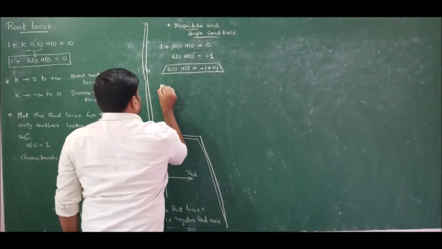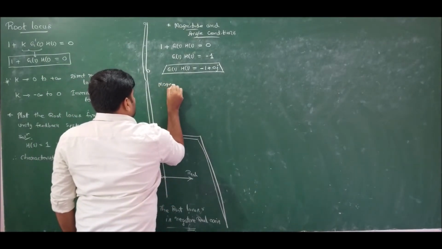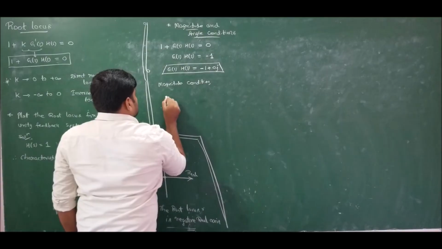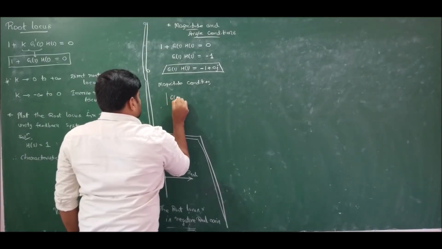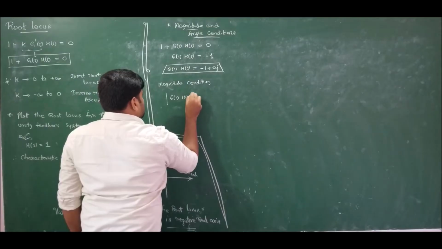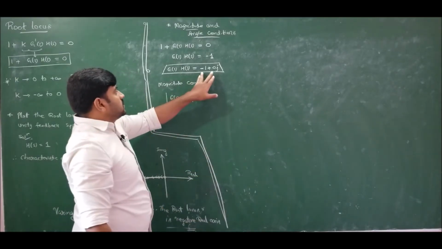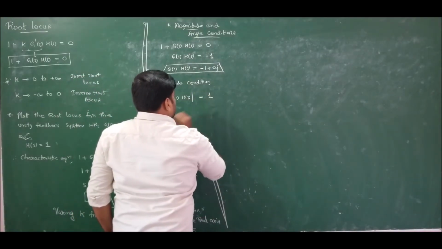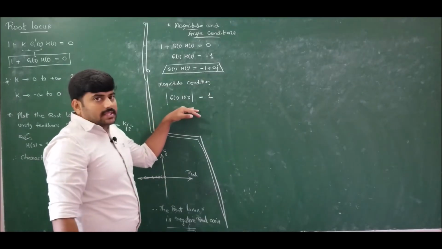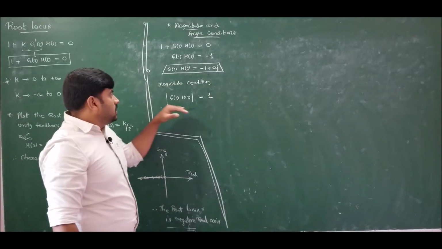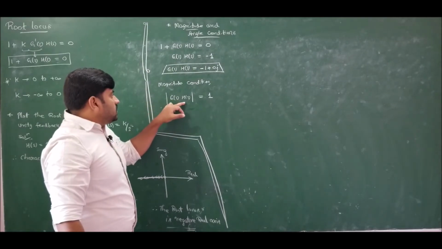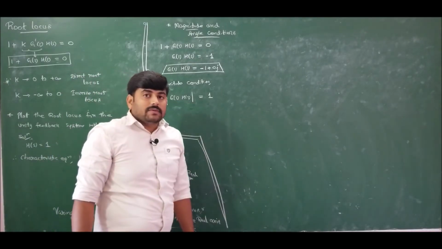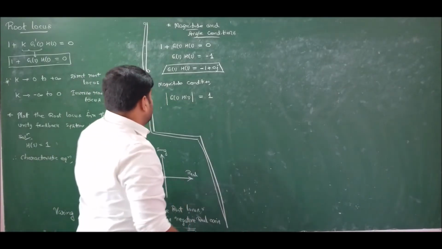What is the magnitude condition? Magnitude condition is that the modulus of g of s into h of s must be equal to the modulus of this, which is plus 1. So for any value of s given to lie on a root locus, the modulus of g of s and h of s must be equal to unity. If this condition is satisfied, then the given value of s will lie on the root locus. So this is the first condition.